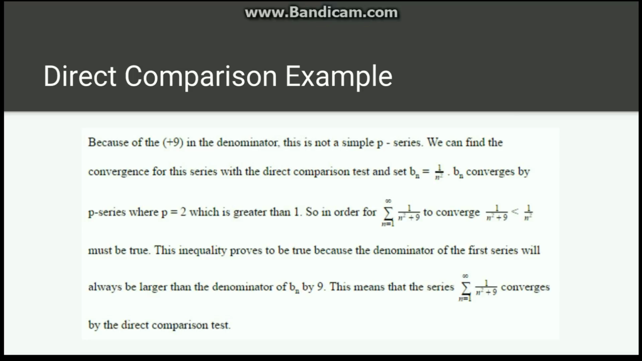And we have to figure out that 1 over n squared plus 9 is less than 1 over n squared. This is true because n squared plus 9 is always greater than n squared. If the denominator for the first one is bigger, then the whole number is smaller. So this means that our series 1 over n squared plus 9 converges by the direct comparison test.